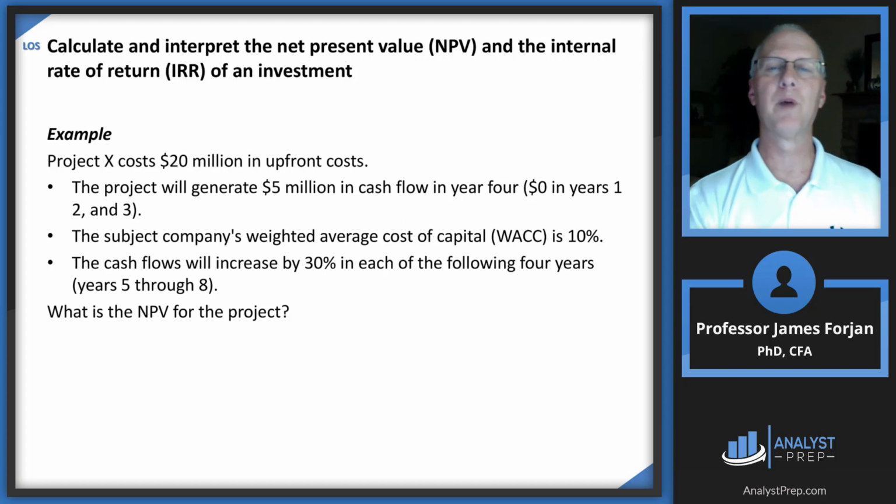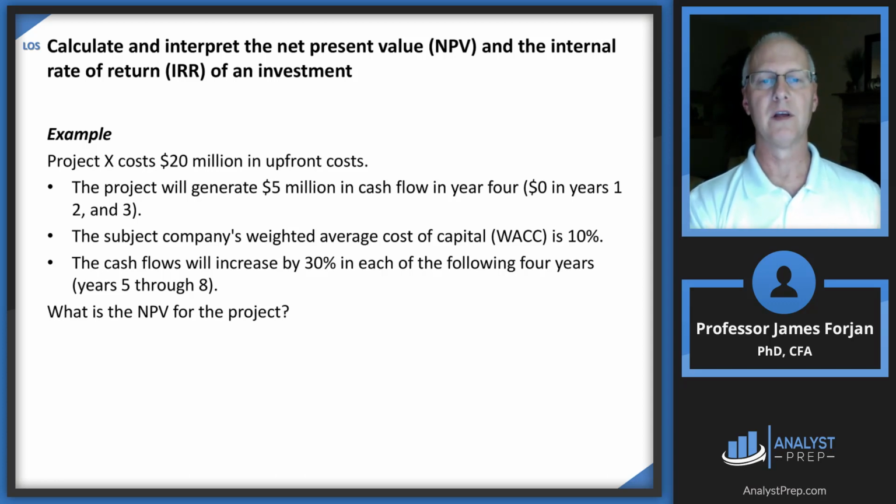Let's suppose we have project X that costs $20 million in upfront costs. So that's going to be an outflow in time period 0. Now, this is an interesting project because what's going to happen is it's going to generate cash flows of $5 million starting in year 4. And then those cash flows are going to increase by 30% in each of the following 4 years, in year 5, 6, 7 and year 8, which means that there are 0 cash flows in years 1, 2, and 3.